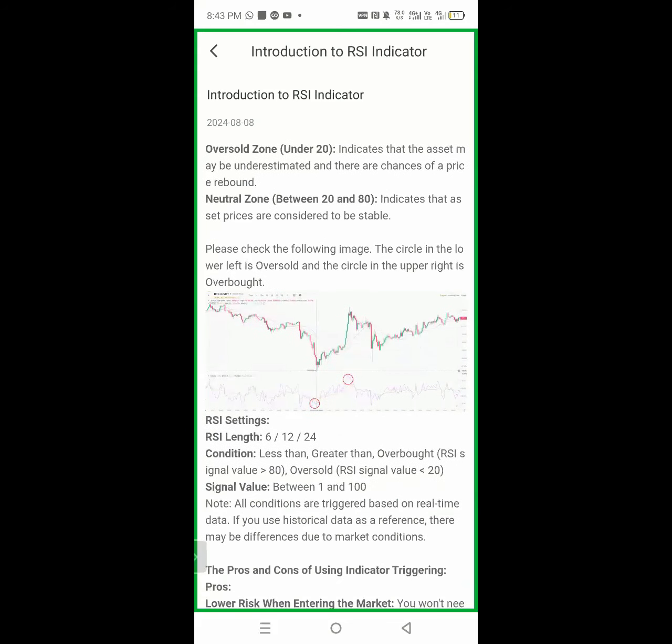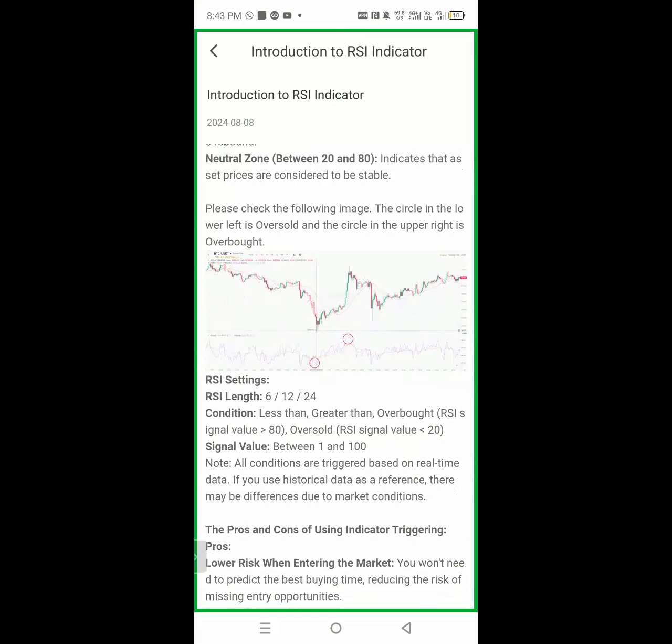Okay, so the RSI length 6, 12, 24, conditions lesser than, greater than, overbought. The RSI signal value, when it's overbought, is greater than 80. When it's oversold, the RSI signal value is lesser than 20. The signal value is between 1 to 100.